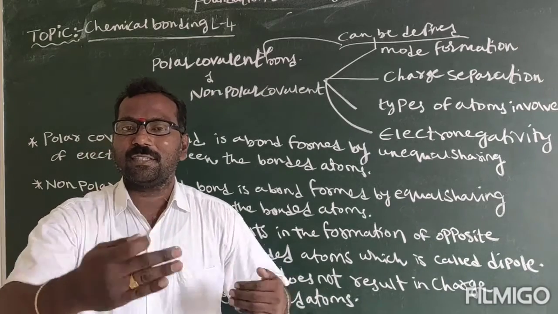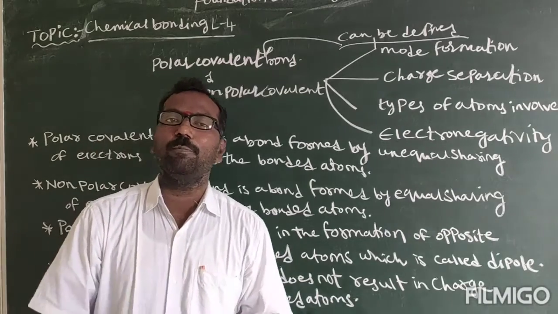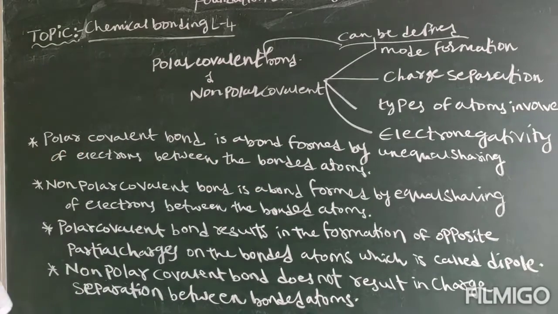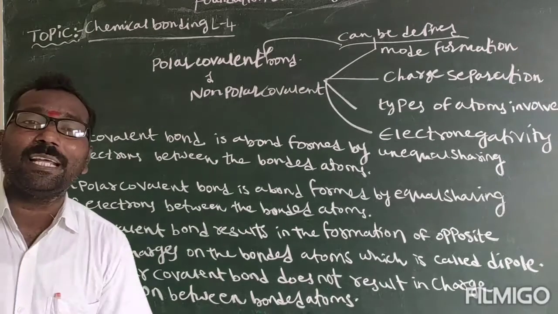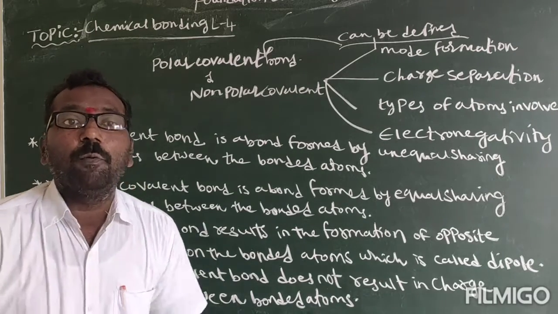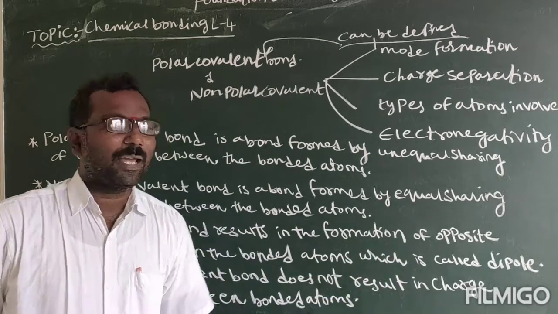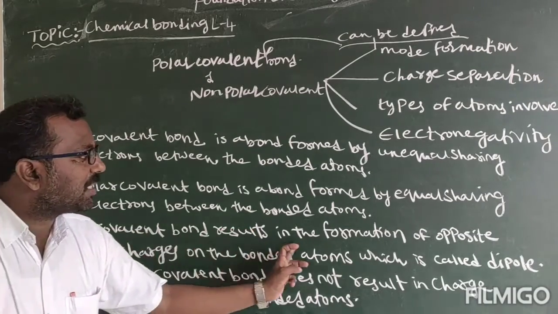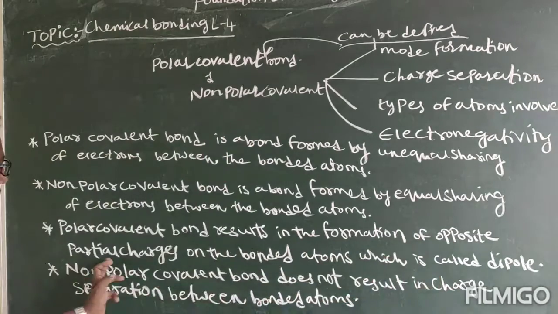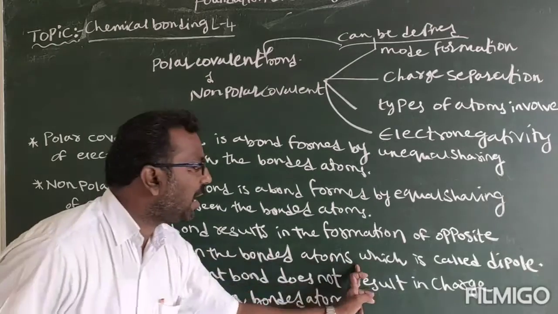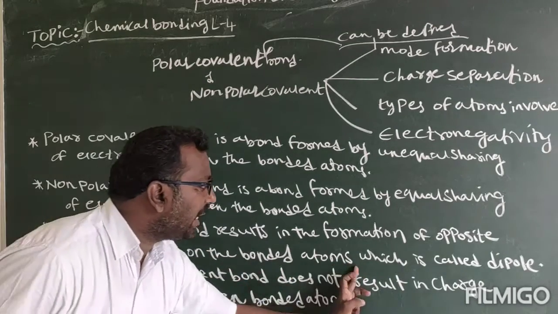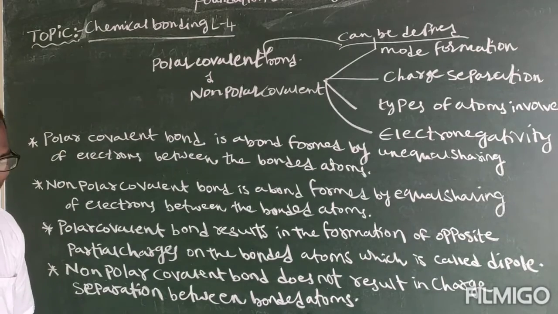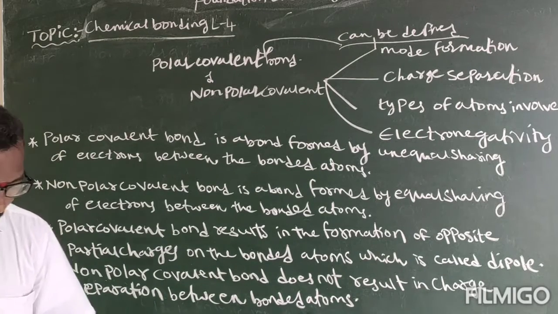There will be charge separation only in polar covalent bonds. Dipole moment exists only for polar covalent bonds. Why? Dipole means what? A polar covalent bond results in the formation of opposite partial charges on the bonded atoms, which is called a dipole. That is the case. Okay.